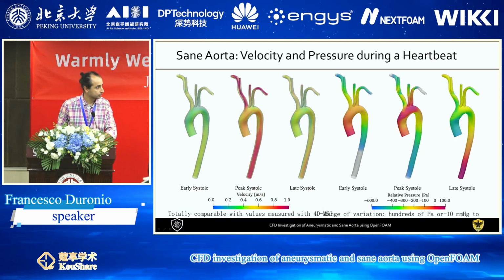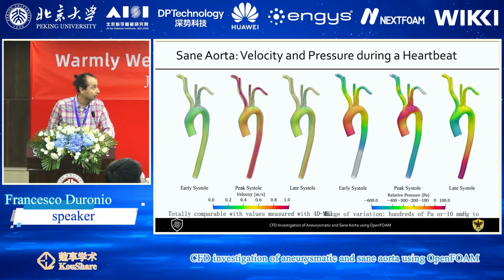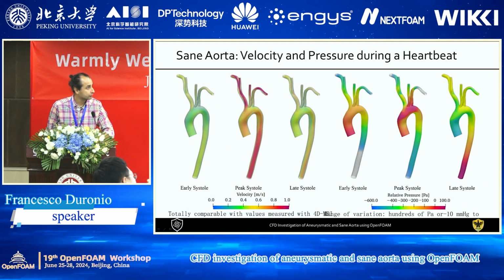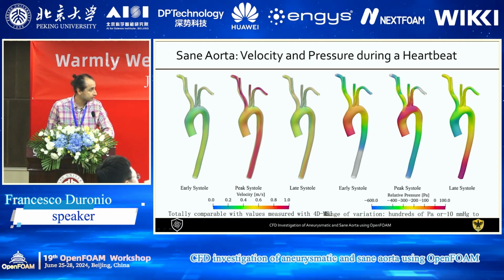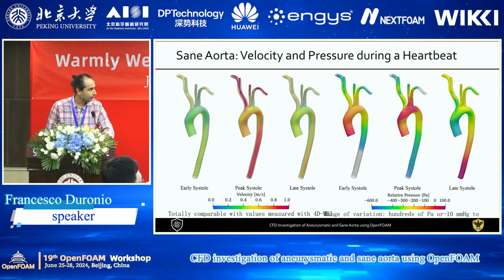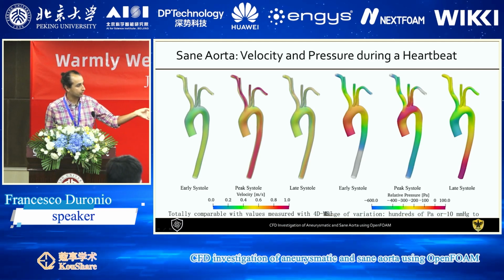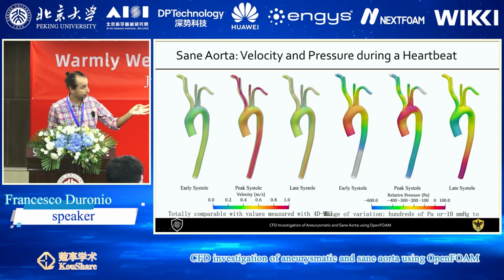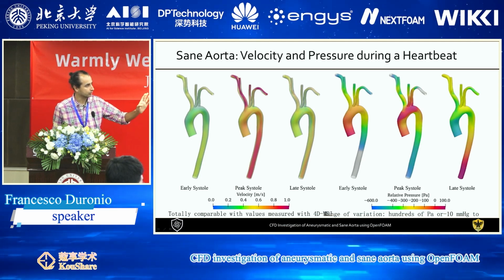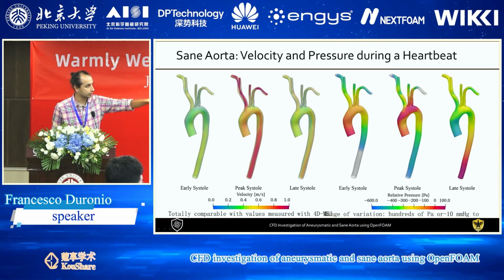And let's look a little bit more in the details of the results. These are the velocity and pressure fields during a heartbeat for the early systole, peak systole, and late systole. Obviously, you can see how the peak of pressure travels from the ascending aortic root to the top of the aorta, where we have the bifurcation to the subclavian, carotid, and so on. And then it moves to the descending aorta during the late systole.